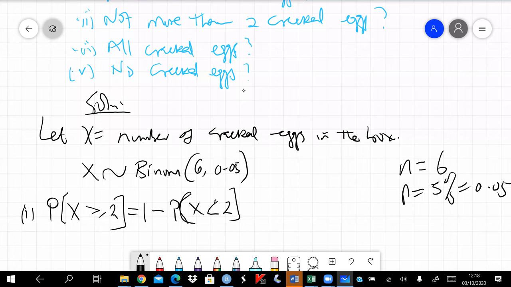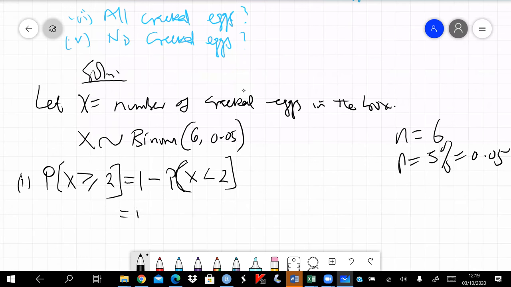I hope you're noticing that I'm using a strict sign here when the question has an equal sign. If the question was more than 2 eggs, then I would put an equal sign like that, so that I make sure that 2 is not counted twice and is also not omitted. Otherwise 2 will not be part of the sample space, which will give wrong answers. You have to make sure that the value at the border point is counted, and counted only once.